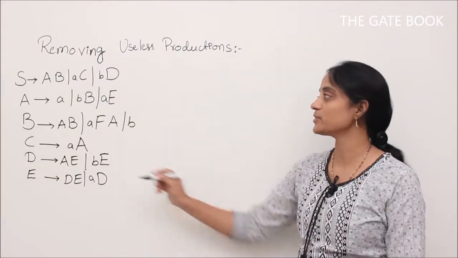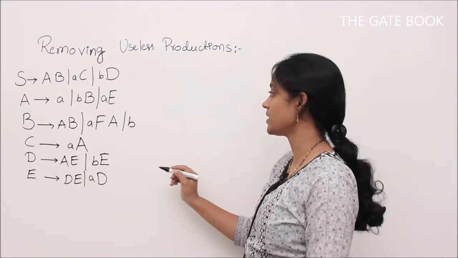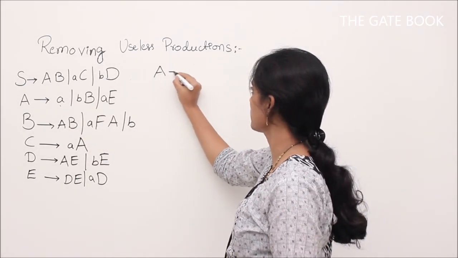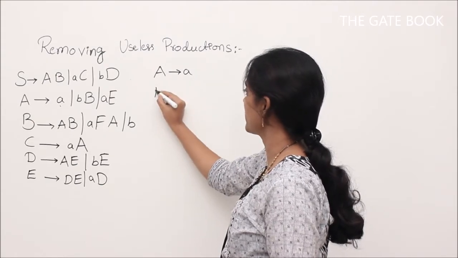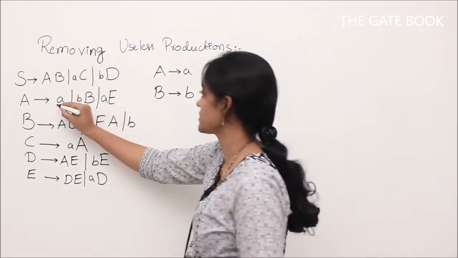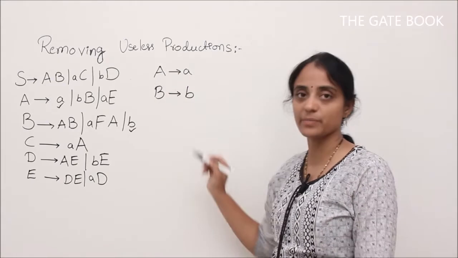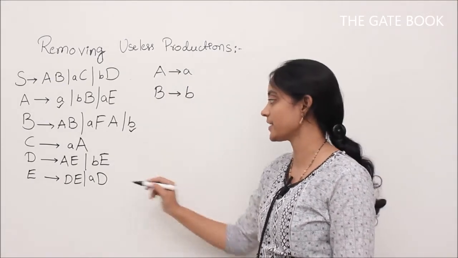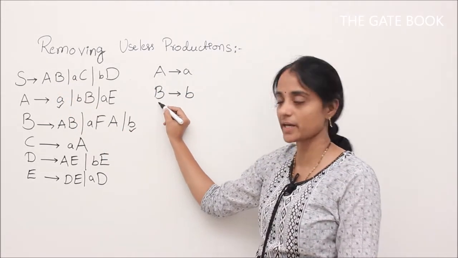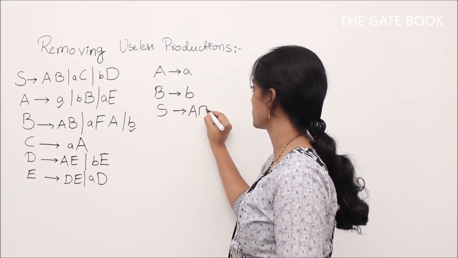Now let's see how to remove useless symbols from this grammar. First we should start with all terminal productions, right? So here this is one, this is one. We will list them out. A derives A, B derives B. These are two terminal productions. So this is done, this is done. Now what should we do? We should check whether A or B are coming on any production right hand side. So S derives AB. We know that A can derive a terminal, B can derive a terminal. So S derives AB is a valid production.